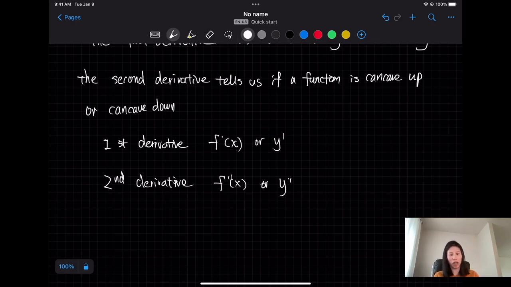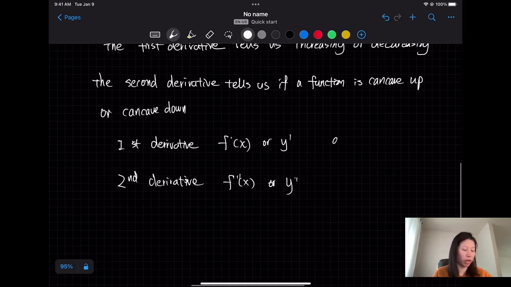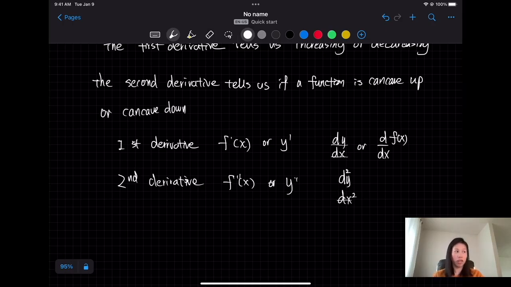If we use another notation, remember the first derivative notation could be dy over dx or d f of x over dx. So for the second derivative, there will be d squared y over dx squared. That means the second derivative with respect to x. Or they can also write it as d squared over dx squared of f of x. Either way, this is the notation of the second derivative.